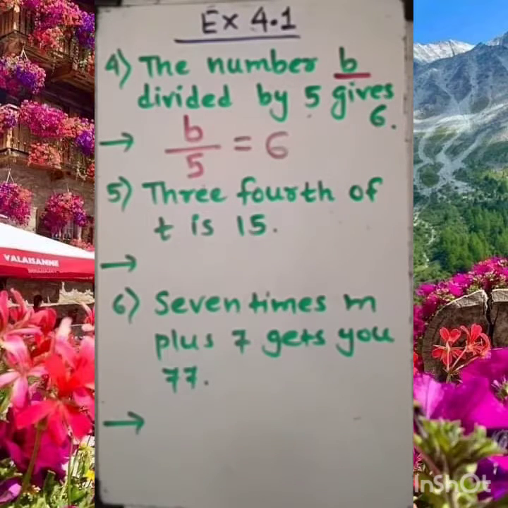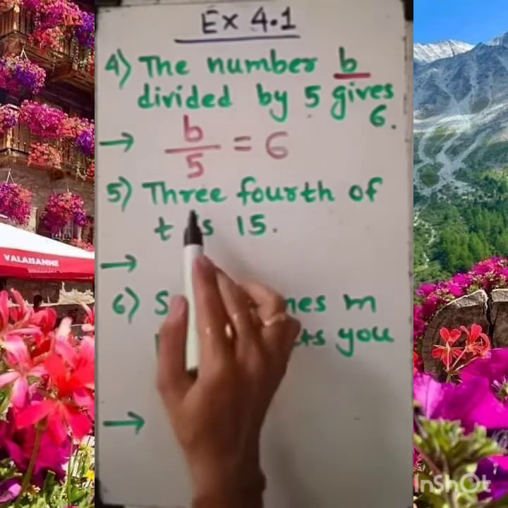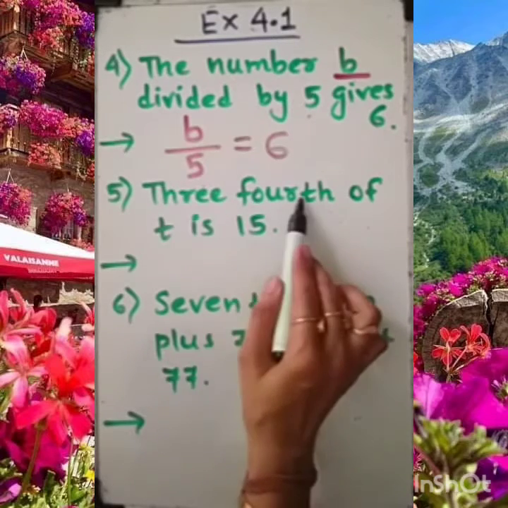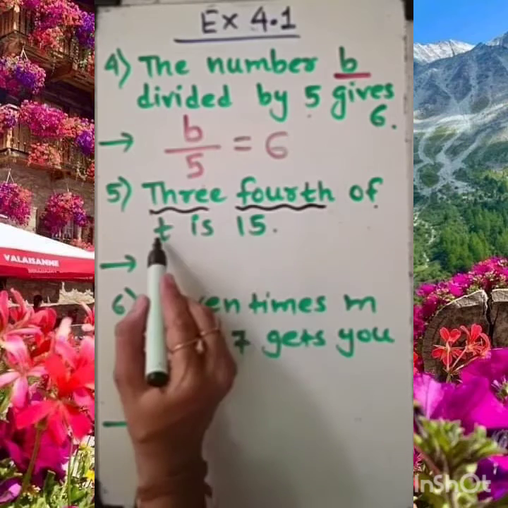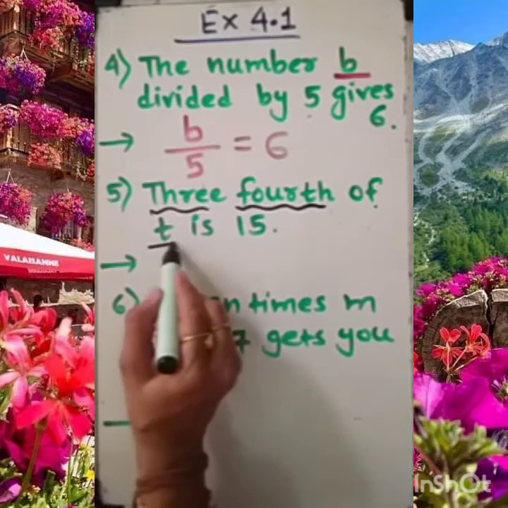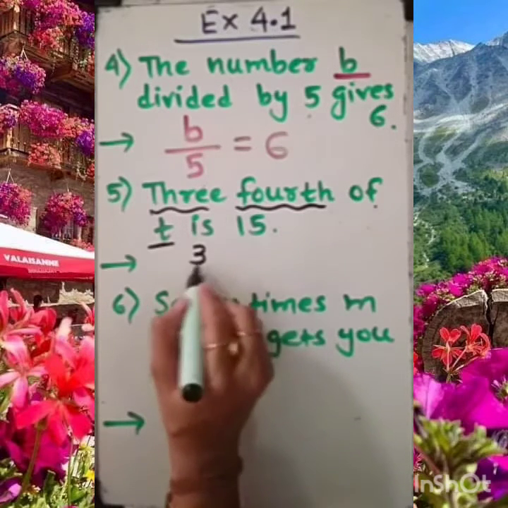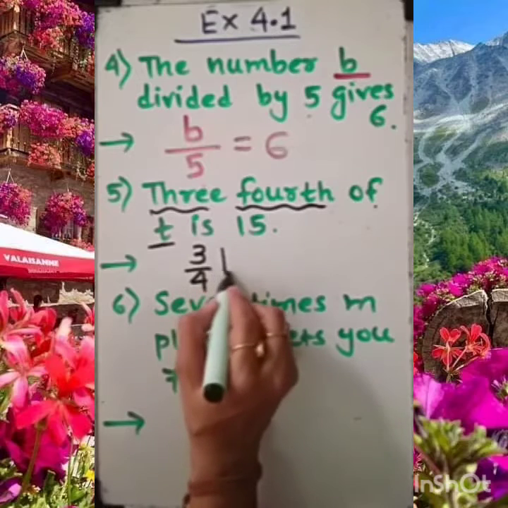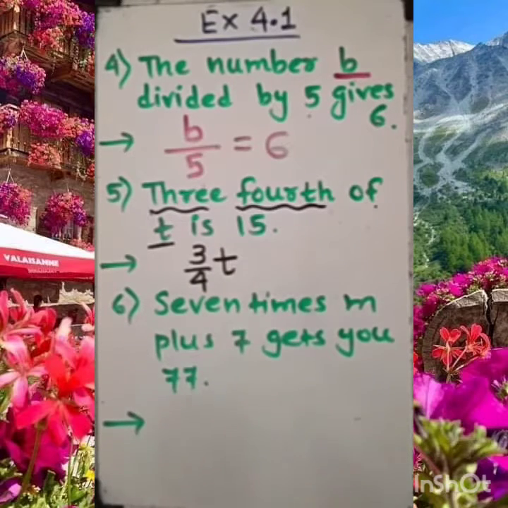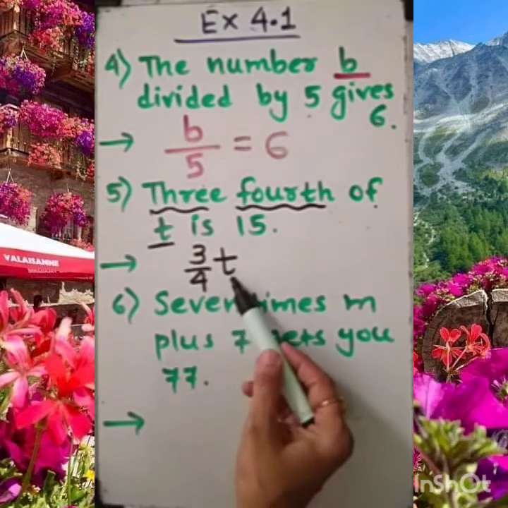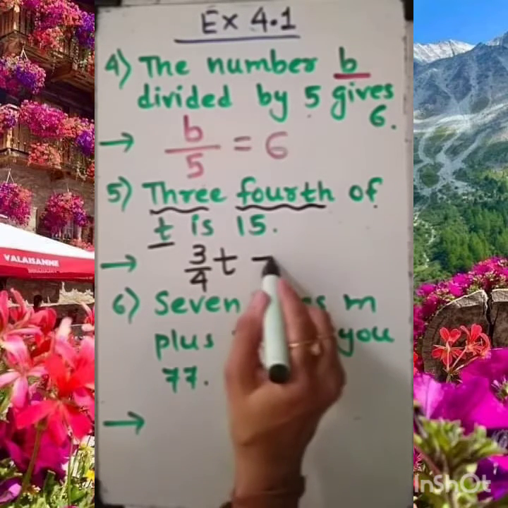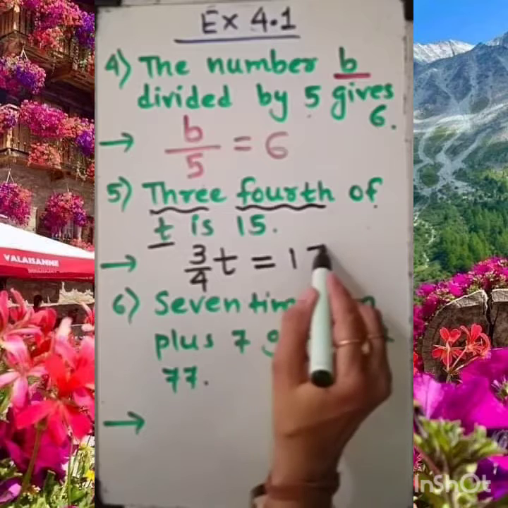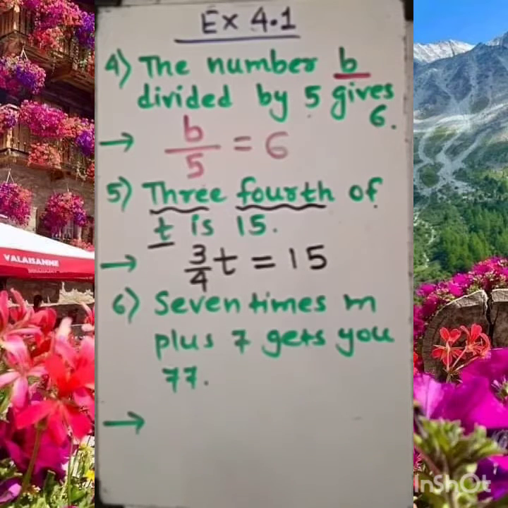Clear? Now, next, 3/4 of t. Unknown variable is t here. So 3/4 of t means 3/4 t. 3/4 of t, that is 3/4 t equal to 15. That is equal to 15.